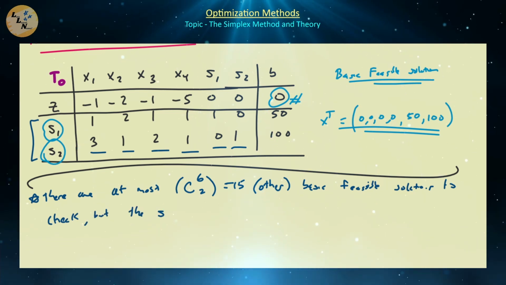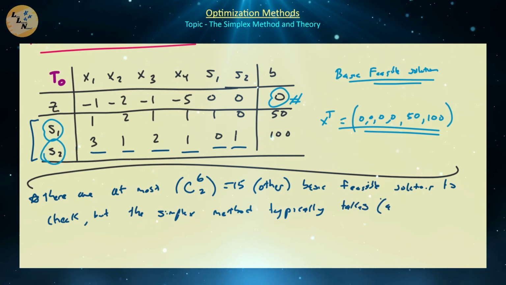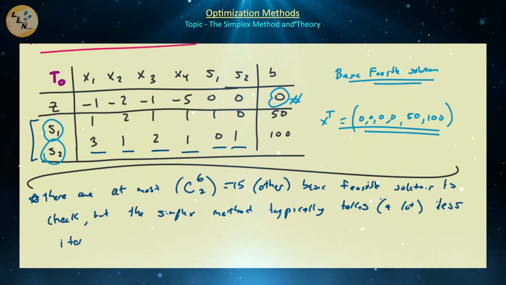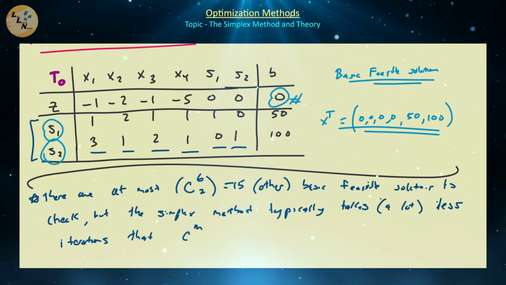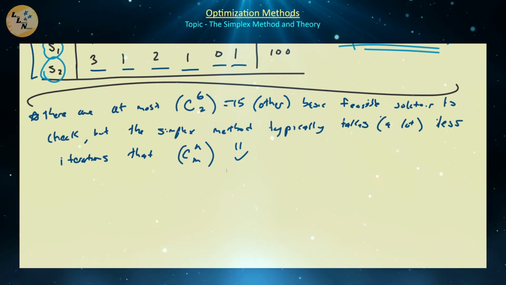But the simplex method typically takes a lot fewer iterations than the maximum possible, C n choose m, right? Where n is the number of columns and m is the number of rows. Which is a very good thing, which is why we usually go through the simplex method, because it's actually optimal in a lot of senses.